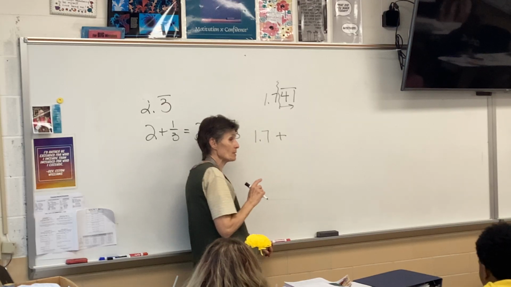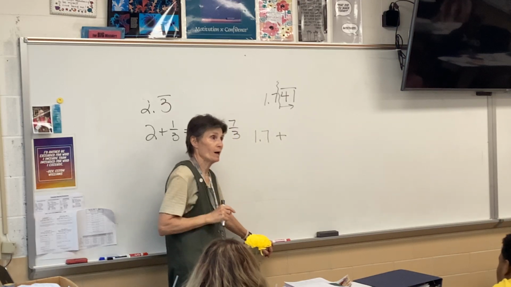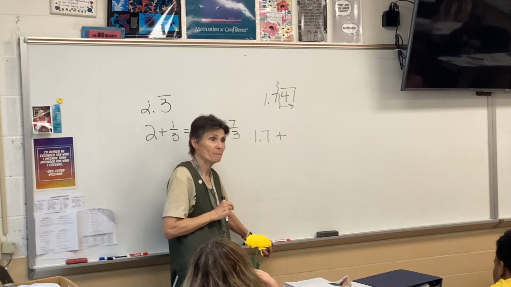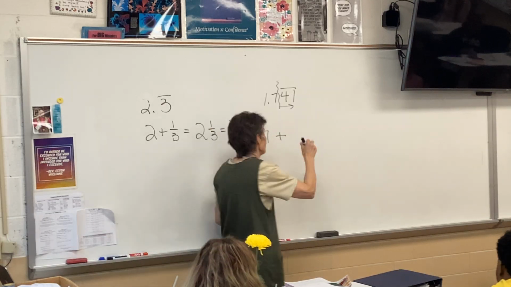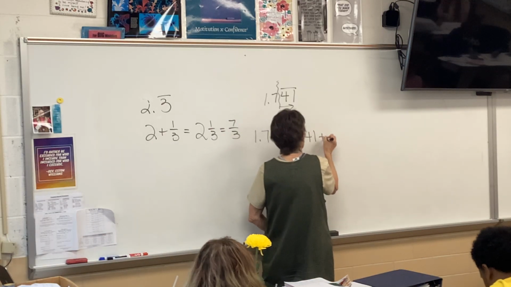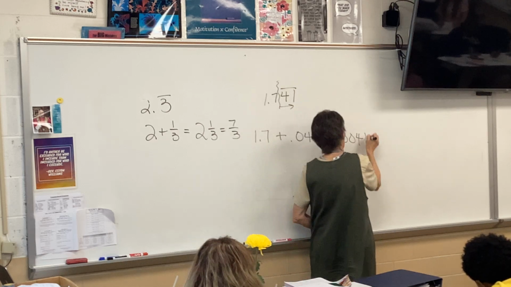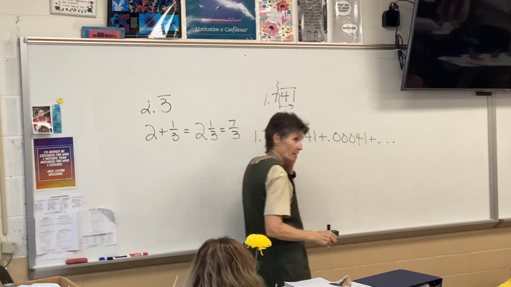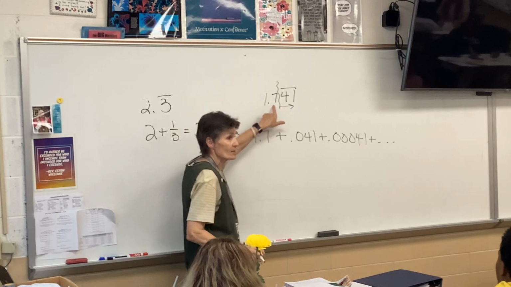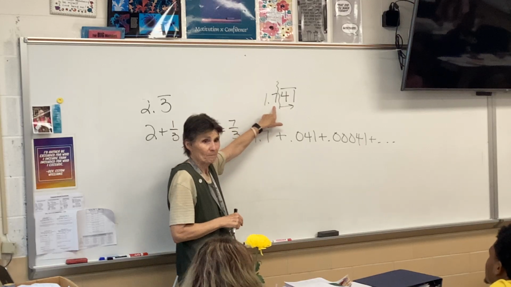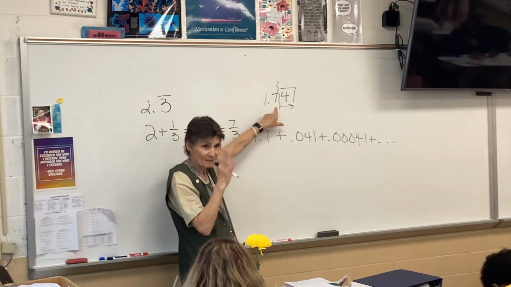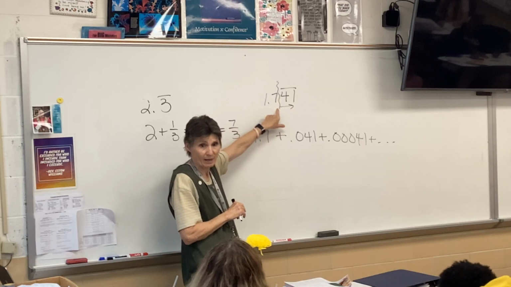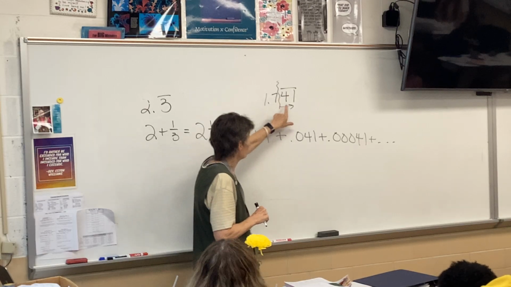Now, the repeating part is not 0.41. That is not the repeating part. What is the repeating part? 0.041. Very good. Why is it 0.041? Because there's a 7 in there. You can't put a 4 there. It's got to be a 0. The 7's already in that spot. So 0.041.